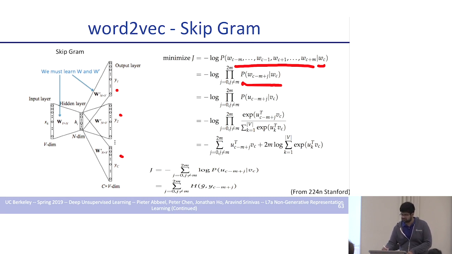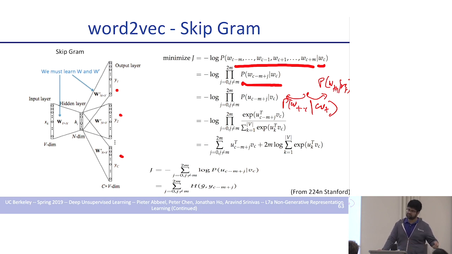Say if there's a center word over here, and if I want to say probability of W_{t+1} given W_t, and probability of W_{t-1} given W_t, I'm going to use the same model. It doesn't matter if it's behind or ahead, or two steps ahead, three steps behind. It's going to use the same thing.